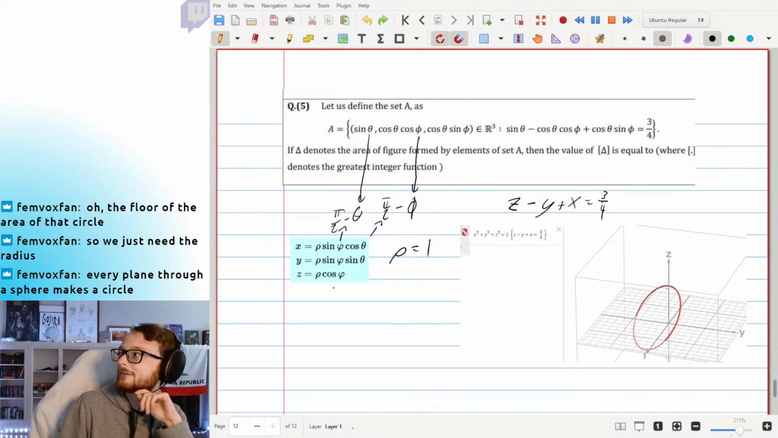Really? Okay. That feels like it's okay, I guess. Intersection of a sphere and a plane is always a circle. Hmm. It's not radius 1, though.